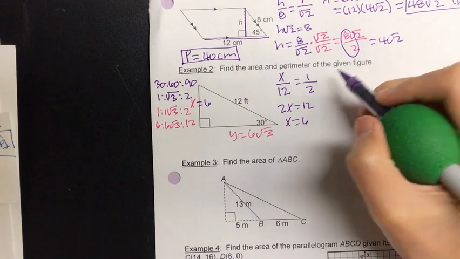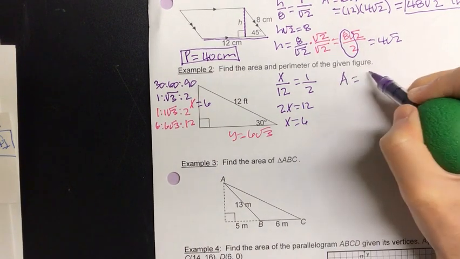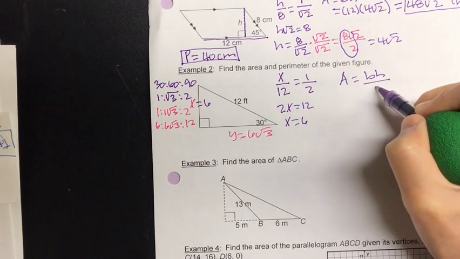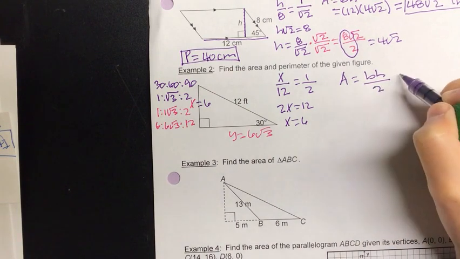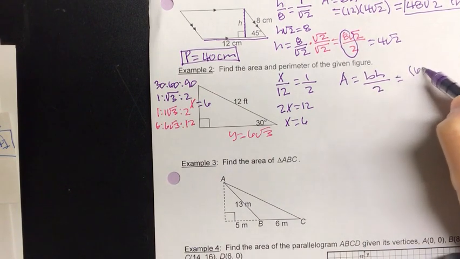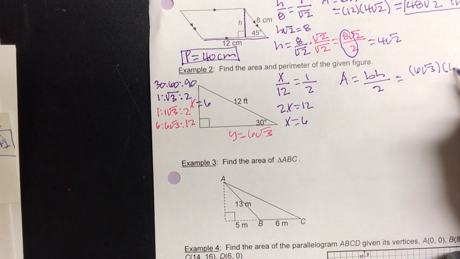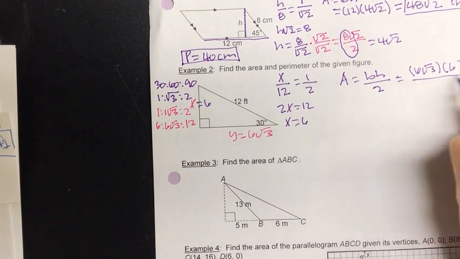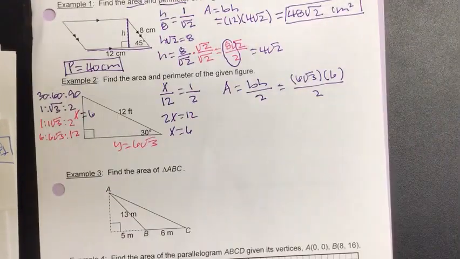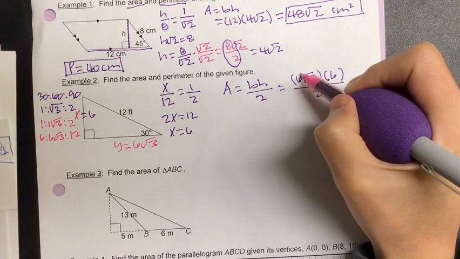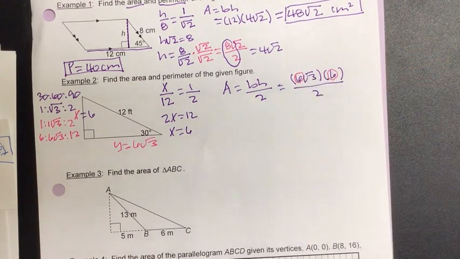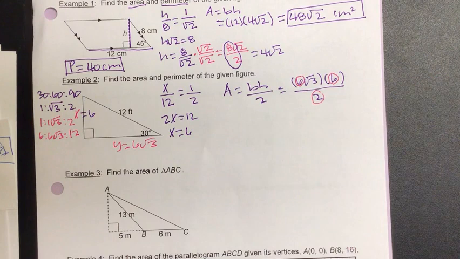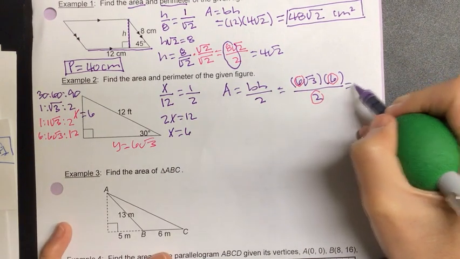So then let's go ahead and find the area. The area formula is base times height divided by what? 2. So we have our base, 6 root 3. The height, 6, divided by 2. Oh, y'all can't see it. And what is 6 times 6? 36 divided by 2? 18 root 3.